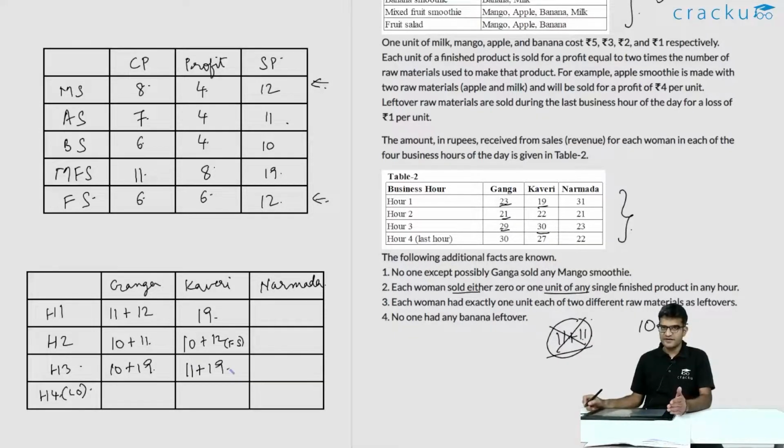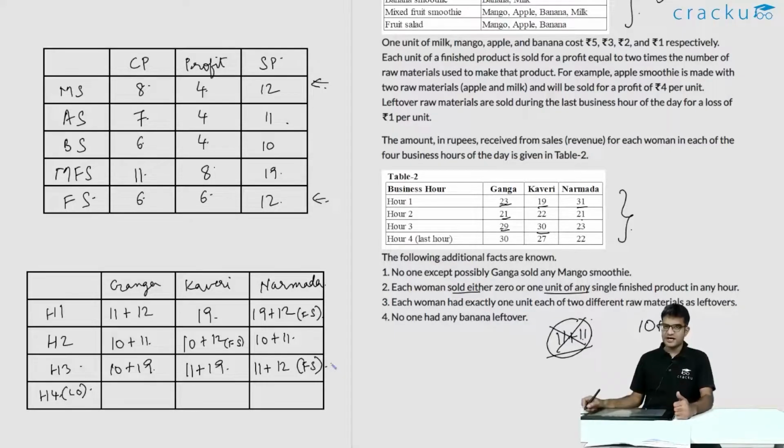Similarly, let us do it for even Narmada. Narmada, we have 31, that can be expressed as 19 plus 12. That is the only way to express 31 as a sum of 2 numbers. Now 12 again in case of Narmada will refer only to fruit salad. 21 can be written as 10 plus 11, and 23 can be written as 11 plus 12. Again, this 12 over here will refer only to the fruit salad, because Narmada did not sell any mango smoothies.